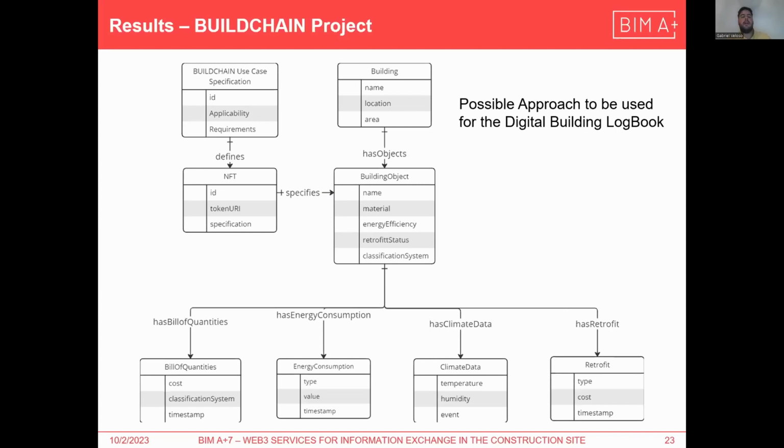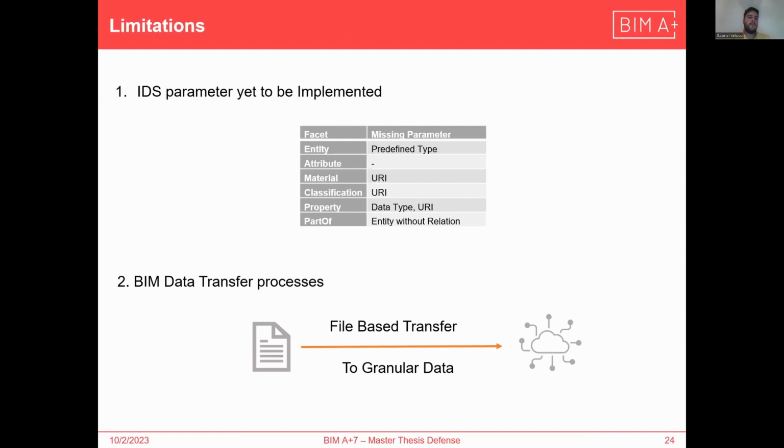Therefore, the last result was very positive as well: we could provide a possible approach for the Build Chain project to use this framework considering the digital building logbooks. And here we still have some limitations. Some parameters of the IDS standard still weren't fully implemented yet, but there is no actual limitation in terms of the IFC.js library to implement it. We also have some limitations considering the BIM data transfer process. We still rely too much on file-based transfer, and we have to move to a granular data process to be more efficient.